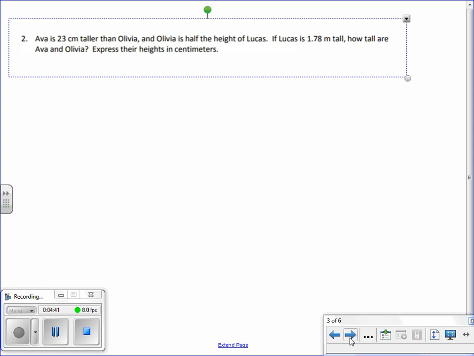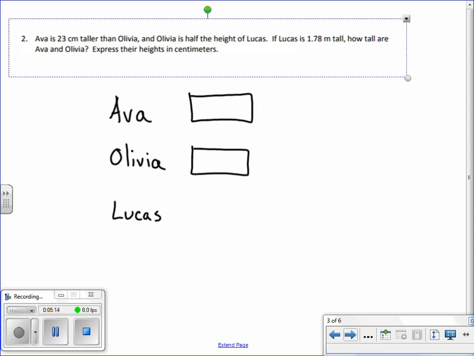Okay, so the way that I'm going to do this, sorry to all of you that did not like the tape diagrams, but this is where it comes in pretty handy. We have Ava. We have Olivia. And we have Lucas. Okay, it says Ava is 23 centimeters taller than Olivia. So if this is Olivia, Ava's the same plus 23 centimeters because Ava is 23 centimeters taller.